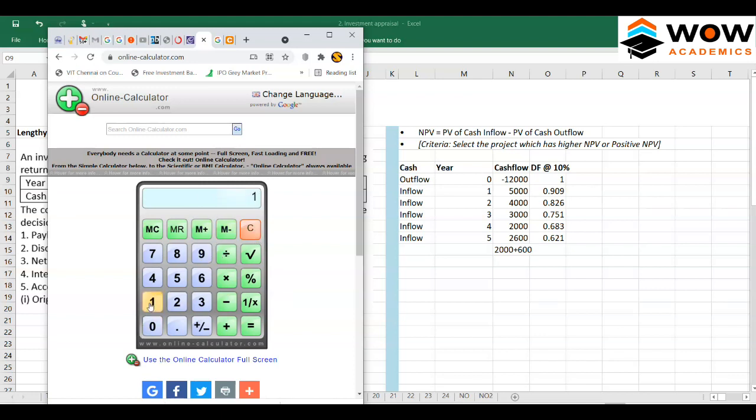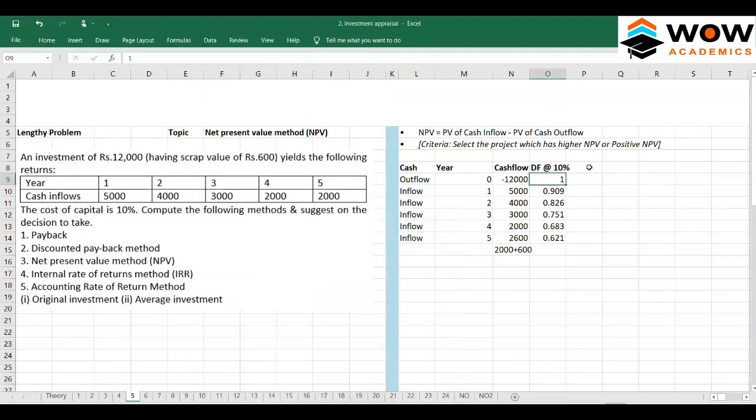So the sum would be like 1 divided by 1.1. So if I press equal once, it is a first year discount factor. This is a second year discount factor. Third year, fourth year, fifth year. Okay. So we got all the numbers that are required. So from here on, we'll move on to the DCF.